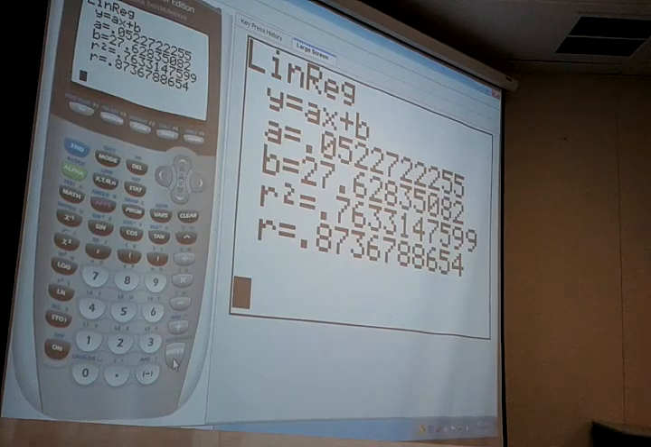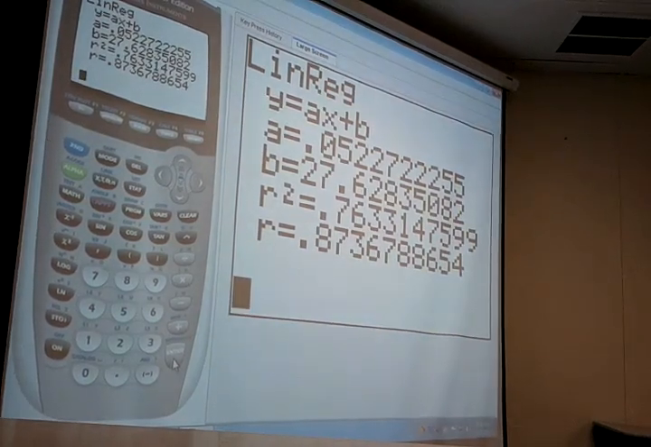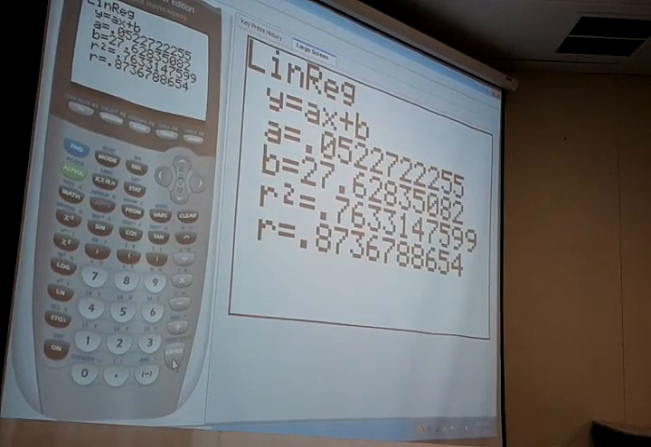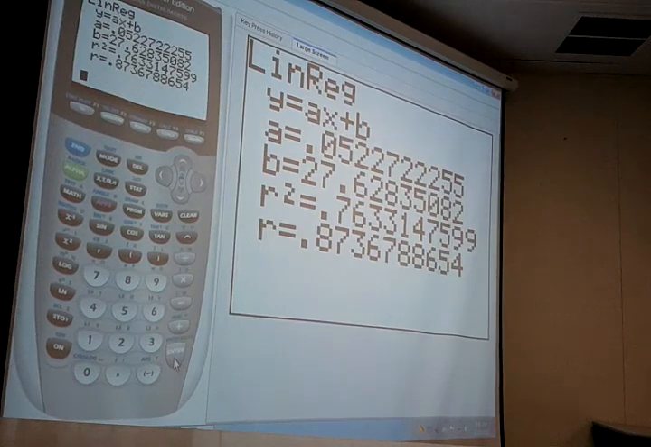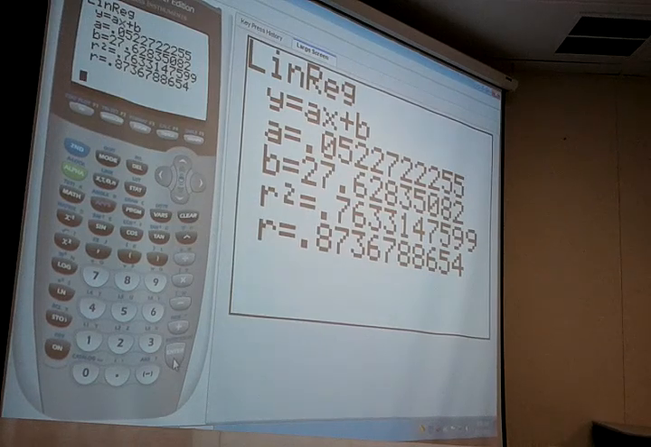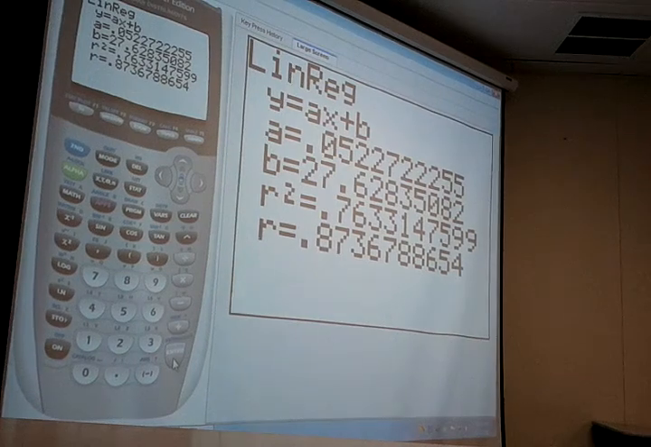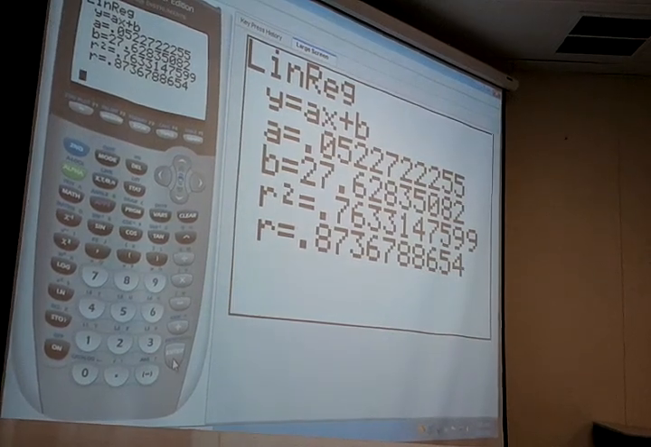Is your R showing up when you do this? You only have to do it once ever, so I'm not too worried about showing you what it's doing. So now, if you do this, it'll show up. Okay. So, what's my line of best fit?